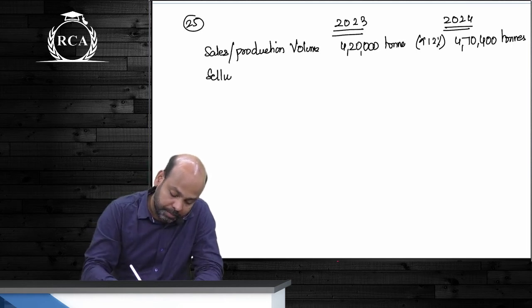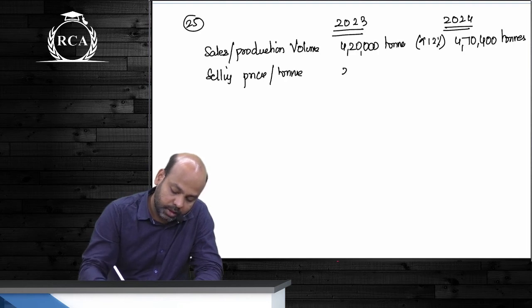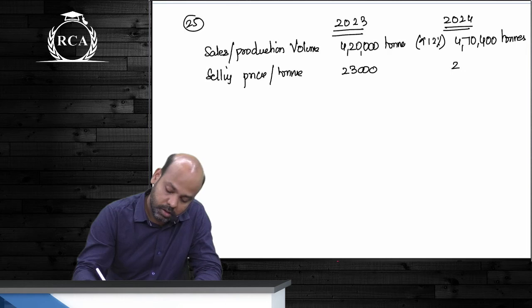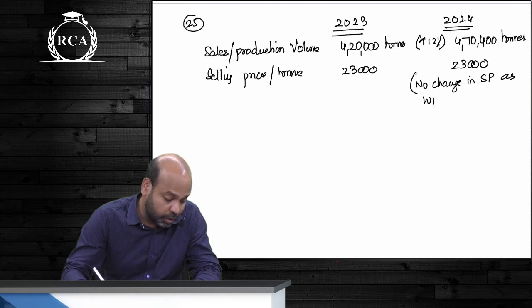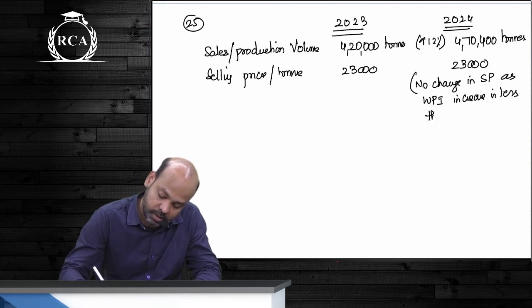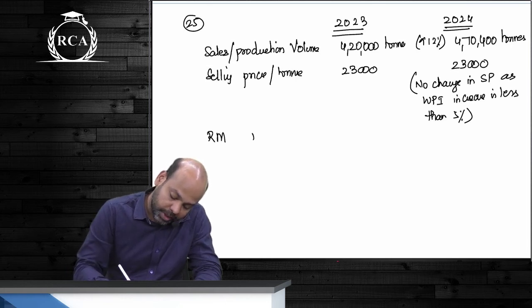What is your selling price per ton? 23,000. Current year, no change in selling price. Why, beta? No change in selling price as WPI increase is less than 5%.